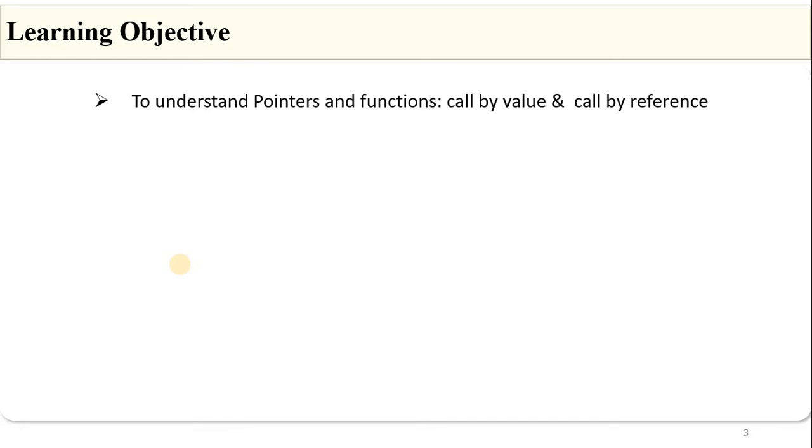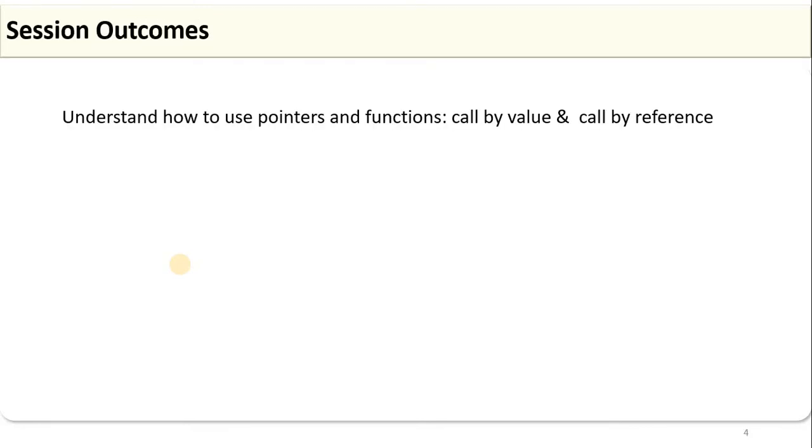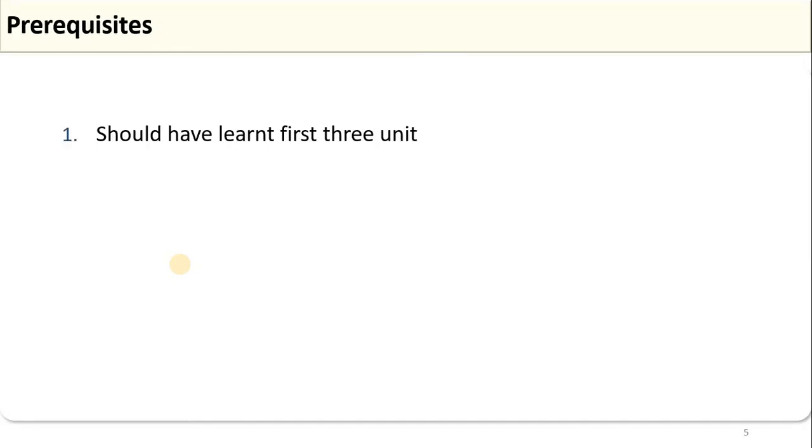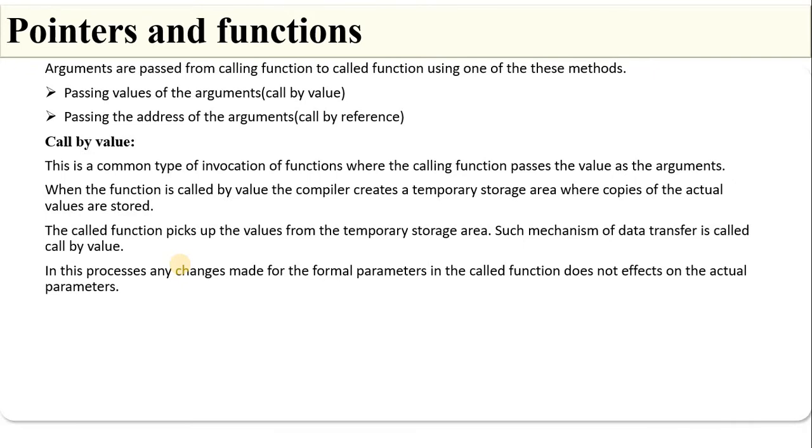Learning objective is to understand pointers and functions, and in particular, call by value and call by reference. Session outcomes: you should be able to understand how to use pointers and functions, call by value and call by reference. Prerequisites: should have learned first 3 units. Let's get into pointers and functions.